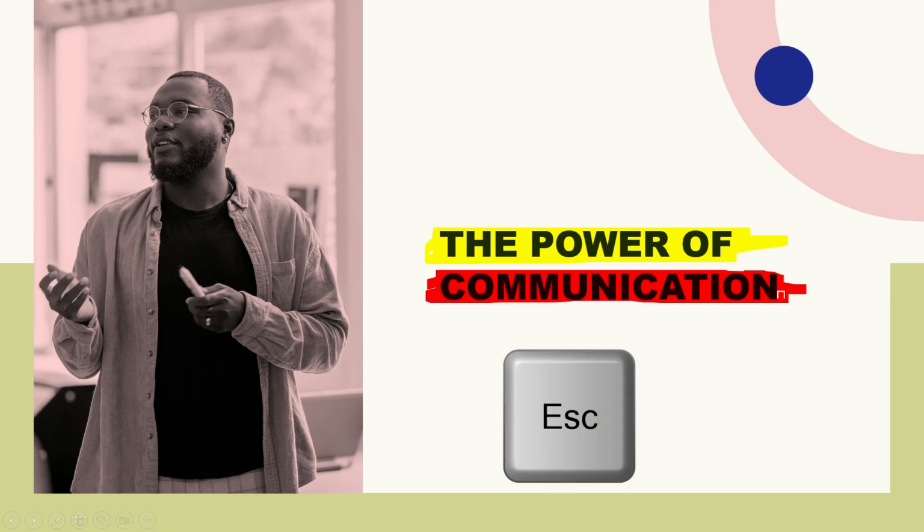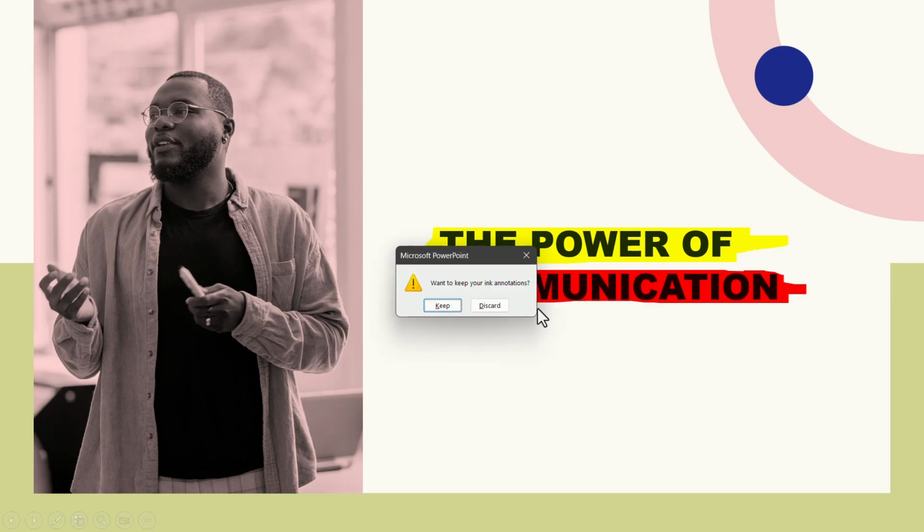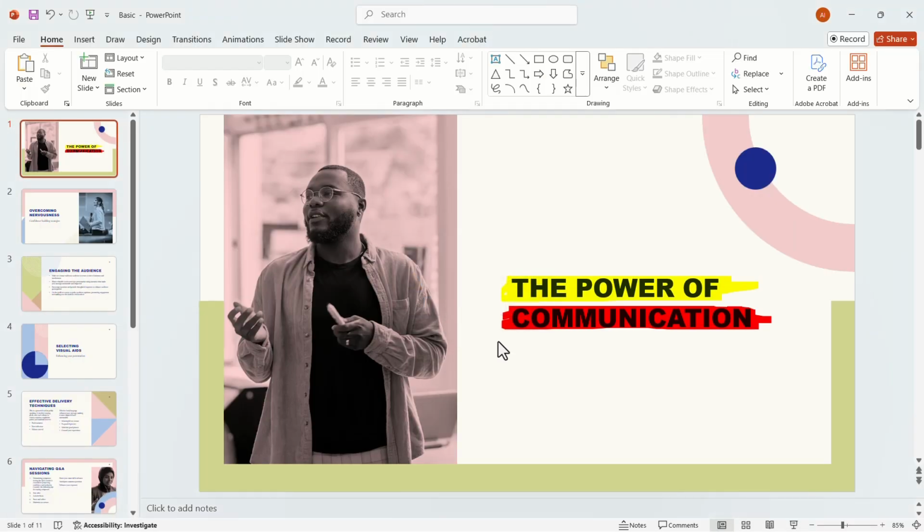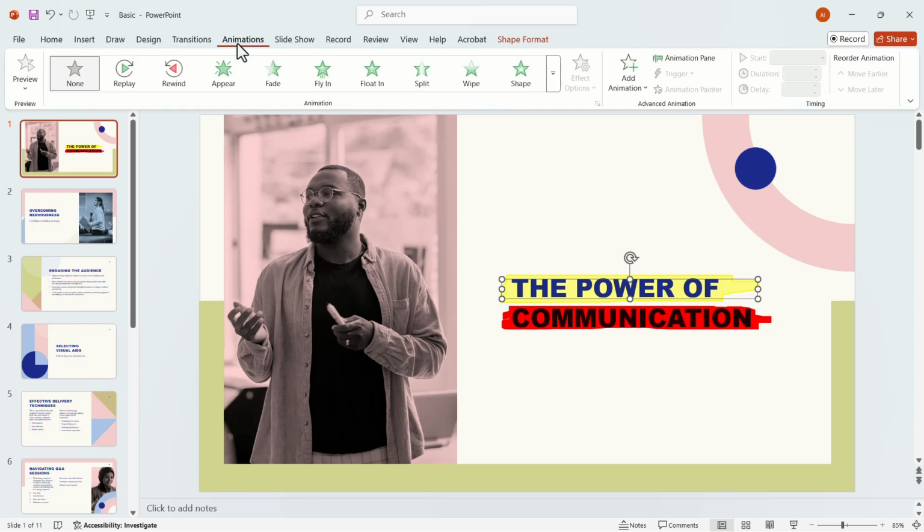After highlighting, click on the Escape button on your keyboard. A pop-up should appear on your display. In the pop-up, click on Keep. Now let's add some animation to the highlighter. Select the first highlighter. In the title bar, click on Animations.